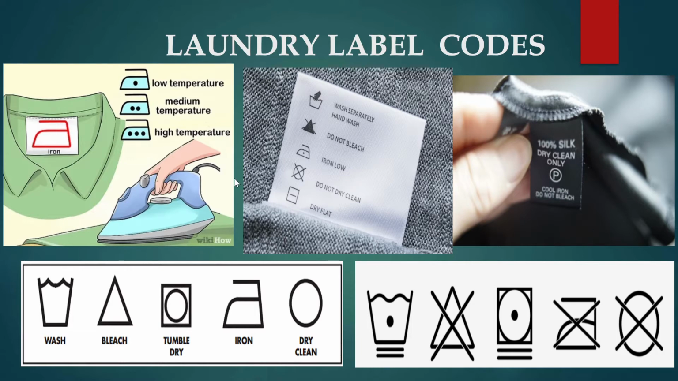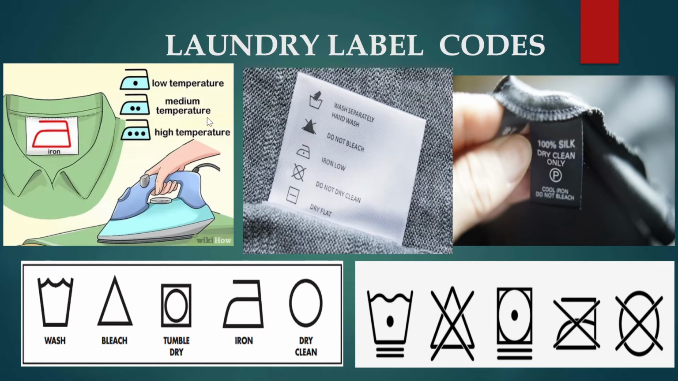Okay, and here if you see on the t-shirt, you have just a symbol of an iron. And if the temperature has to be maintained very low, then this symbol will be used. If medium temperature is required for ironing, then two dots will be there. And if a high temperature is required, as in the case of cotton cloths, then three dots will be there in that particular symbol. Okay, if it is not to be bleached, a cross will be there.